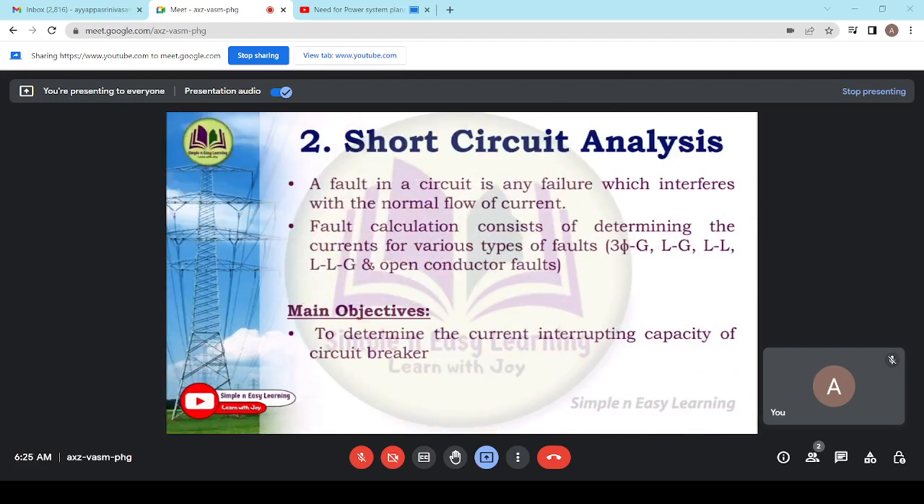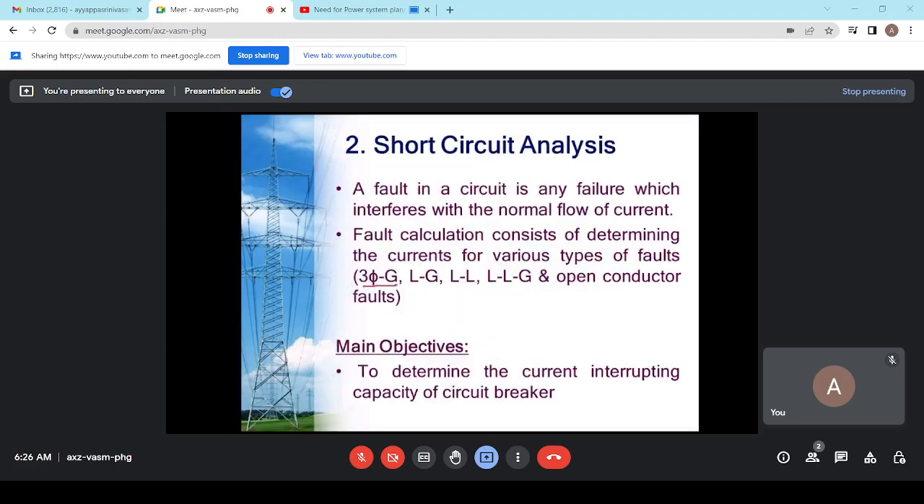The second one is short circuit analysis. Here short circuit means a fault. We are talking about balanced faults as well as unbalanced faults. A three phase fault we call a balanced fault, and the others we call unbalanced faults. In some cases we will also have an open conductor fault. An open circuit fault is also possible.